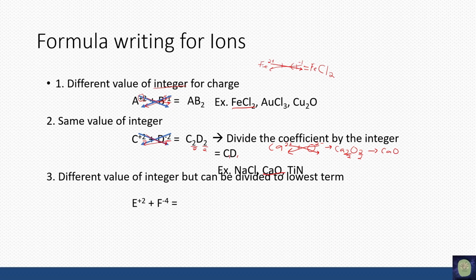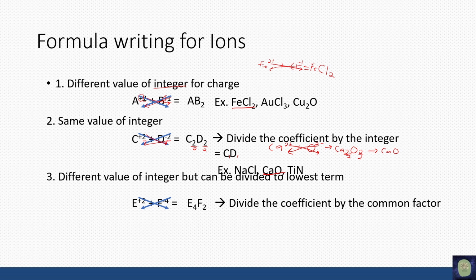Okay? Next, for the third case, if we have different value of integer but can be divided to lowest term. So for example, in here, we do the crisscross. We have E4F2. Now, we can divide it by a common factor of 4 and 2, which is 2, right? So we divide it. The 4 divided by 2 will become 2. And then 2 divided by 2 will become just 1. Again, 1, so we do not write.